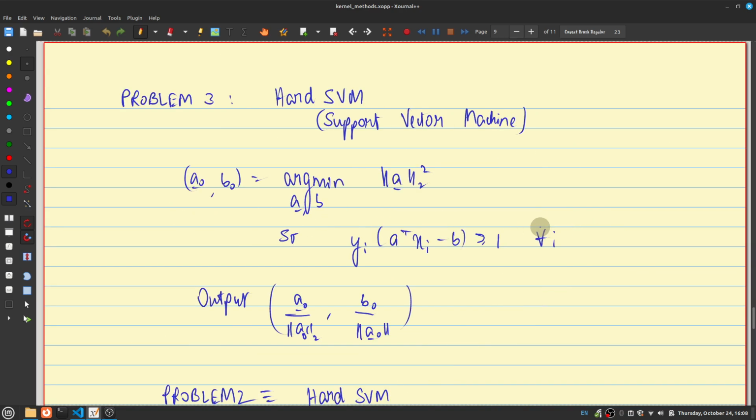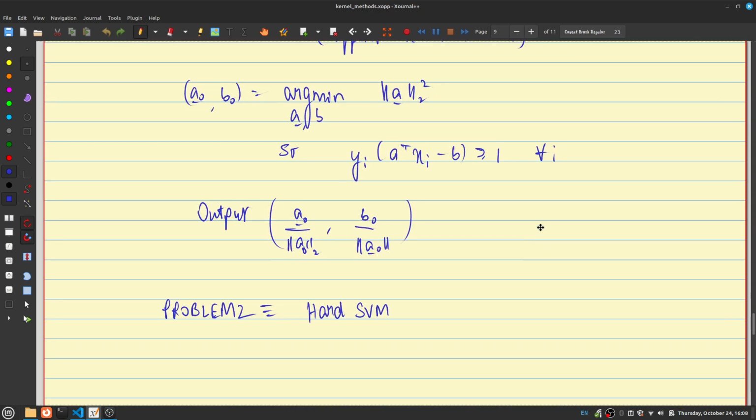And that, as we saw, can be posed as the following hard SVM problem, which is to find the minimum of the two norm, or the two norm squared, of A, subject to the constraint that y_i times (A transpose x_i minus b) is greater than or equal to 1 for all i. So in other words, the two norm of A, or 1 by the 2 norm of A, would actually correspond to the minimum margin. And these constraints ensure that all of the points are classified correctly.